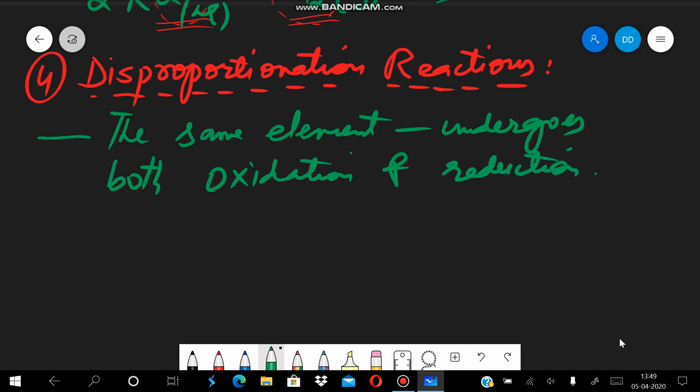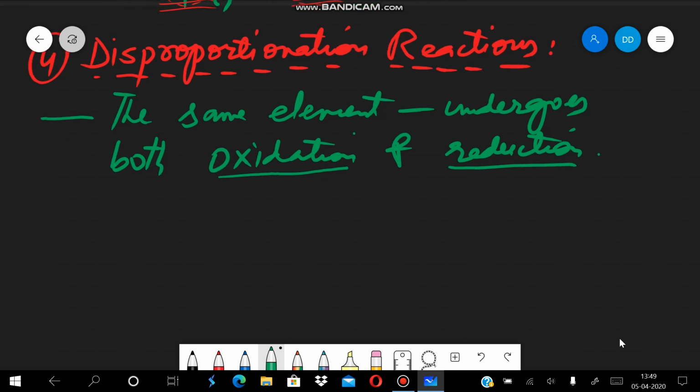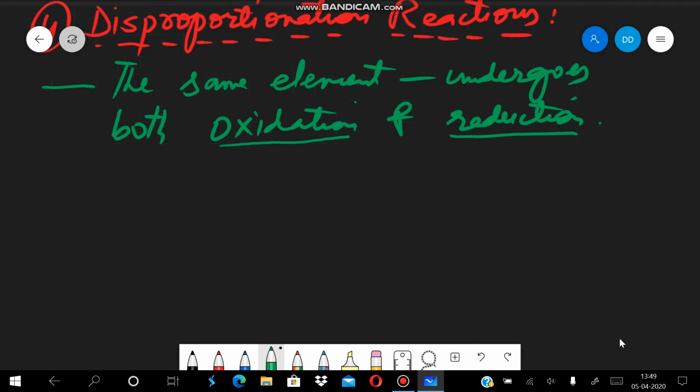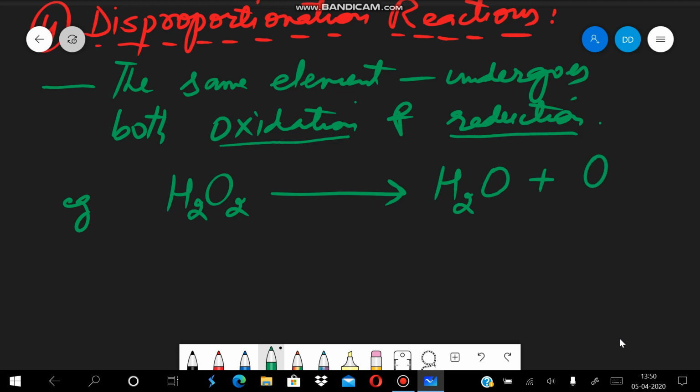That means the same element undergoes increase in oxidation number as well as decrease in oxidation number at the same time, or simultaneously. Take for example the case of hydrogen peroxide. Hydrogen peroxide undergoes decomposition and forms H2O, that is water, and dioxygen.